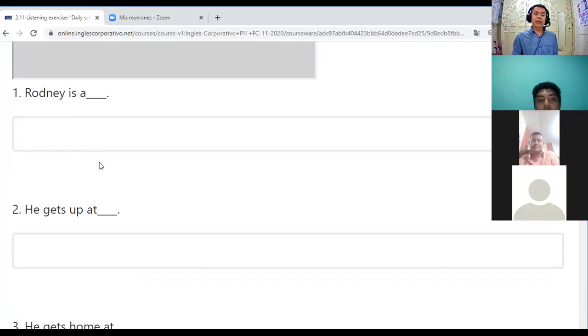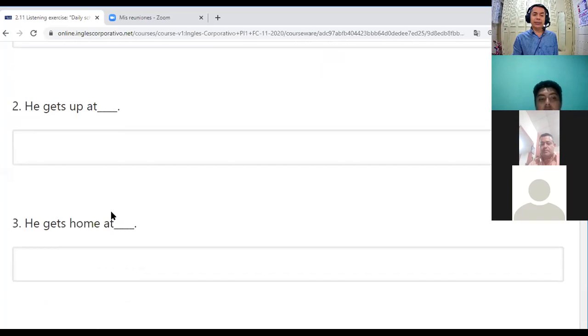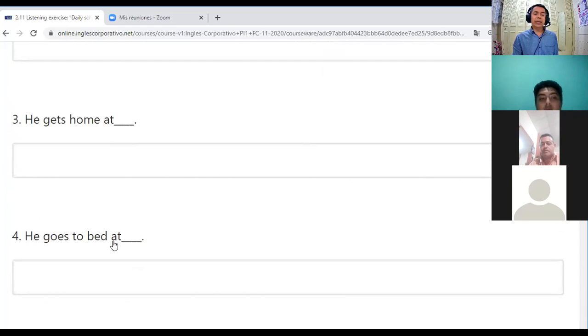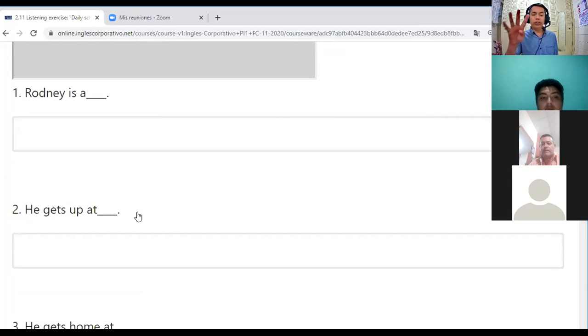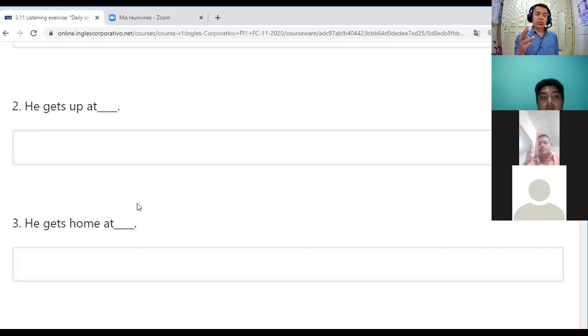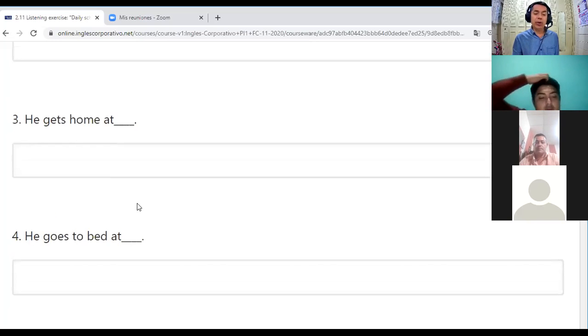Now, Rodney: occupation of Rodney. He gets up at, ¿se levanta a qué horas? He gets home at, ¿se va a la casa a qué horas? And he goes to bed at. Okay, so we have four situations. Number one, occupation. Number two, ¿a qué horas se levanta? Number three, the next one is, ¿a qué horas regresa a casa? And the last one is, time he goes to bed, ¿a qué horas se va a la cama? Okay?